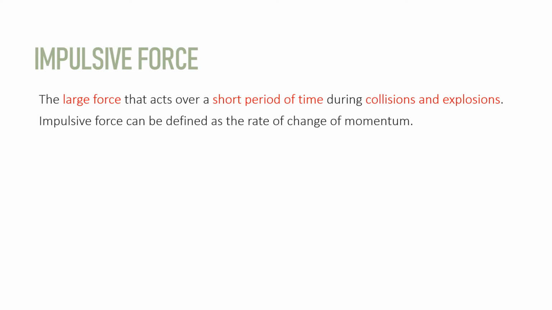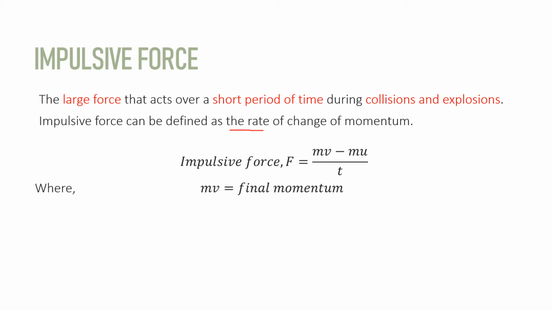When talking about the rate, it means it is related to the time. Thus, the formula of impulsive force can be written as impulsive force F equal to mv minus mu divided by t, where mv is the final momentum, mu is the initial momentum, and t is the time of impact.